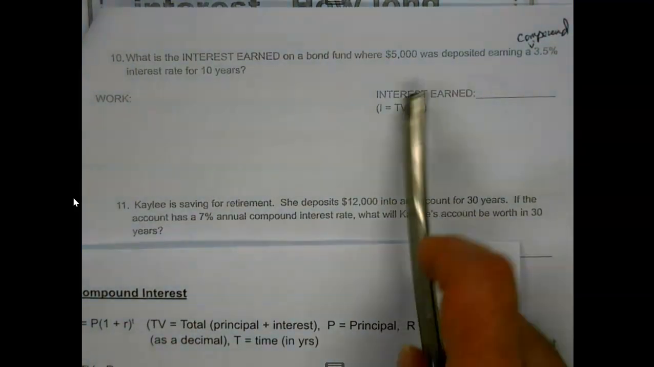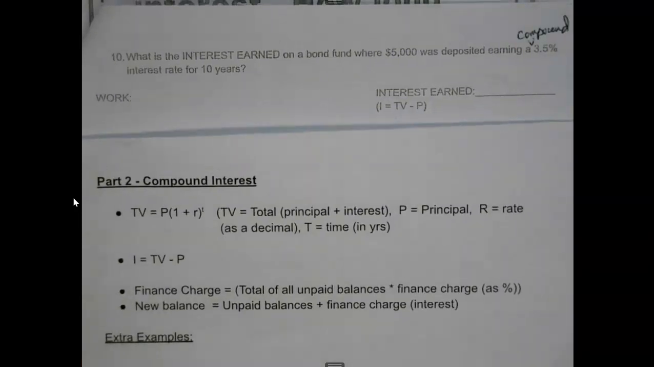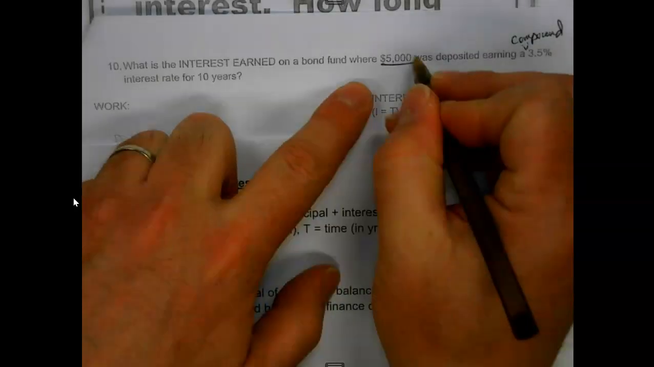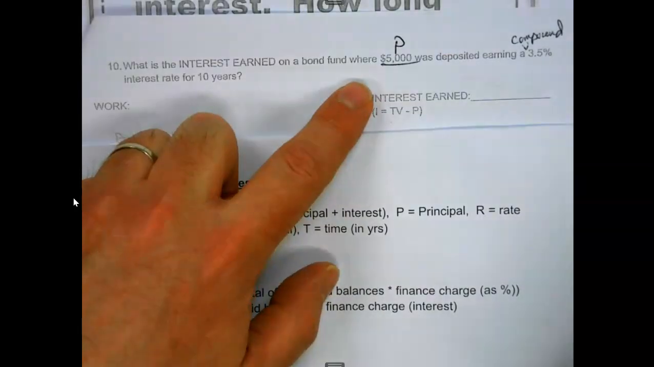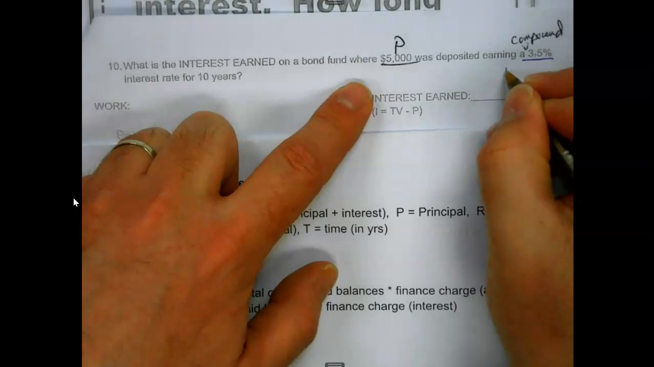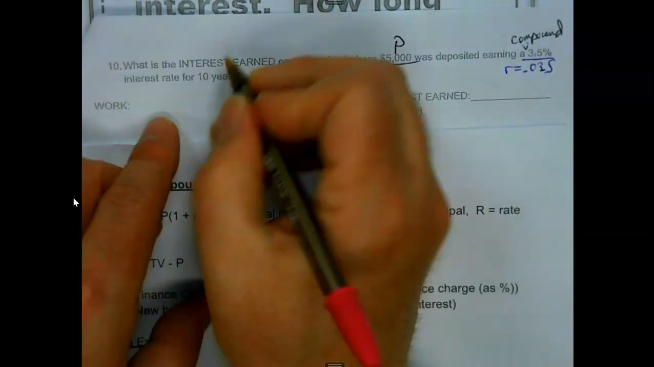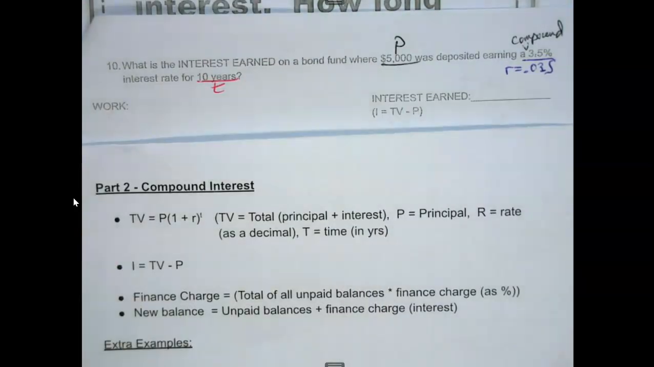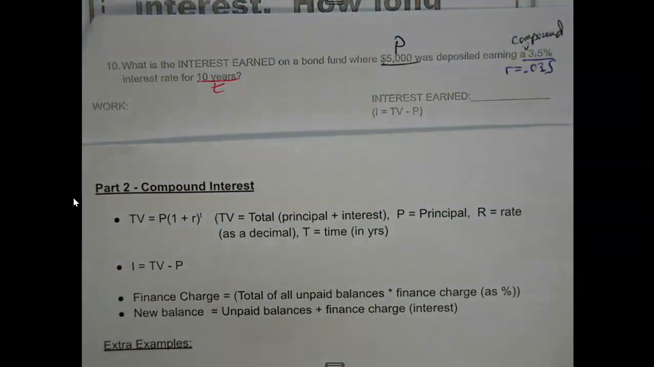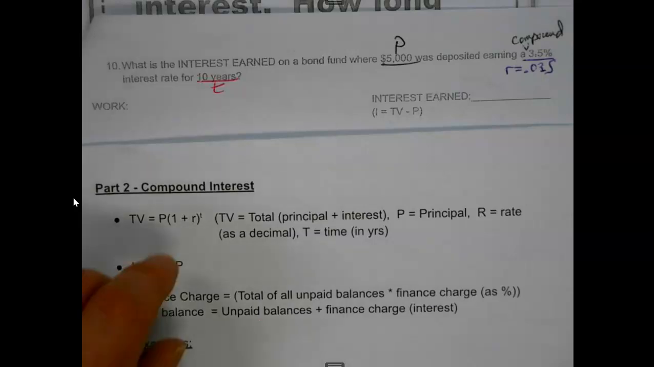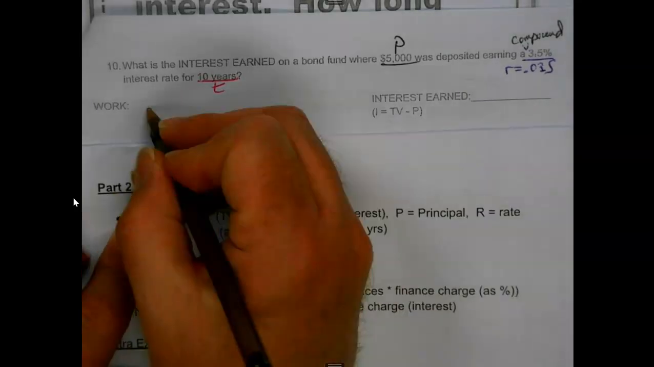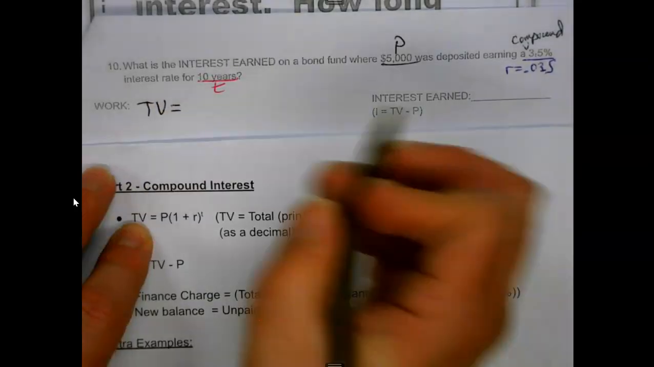So here I was even nice and said there's the formula that you're using because we've got that on here. So let's see what we got. Principal, divide that by 100, rate, time. I got all the stuff I need. This is going to be a two-step process, though, because I need to find the total value first. So let's plug into this first one. It's going to be a two-stepper.